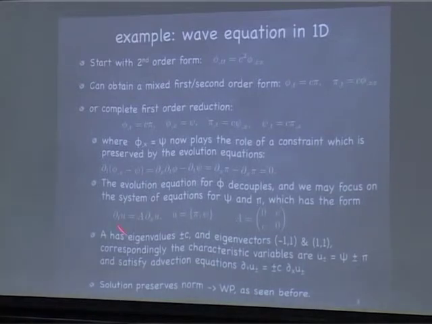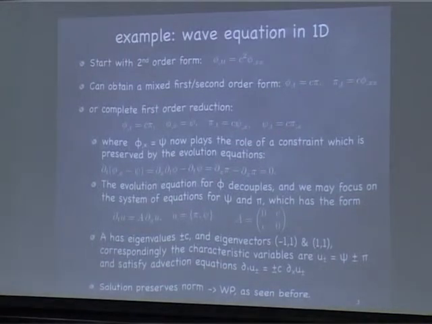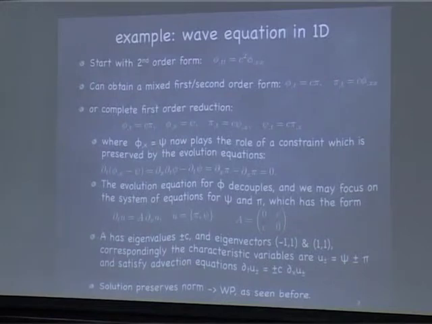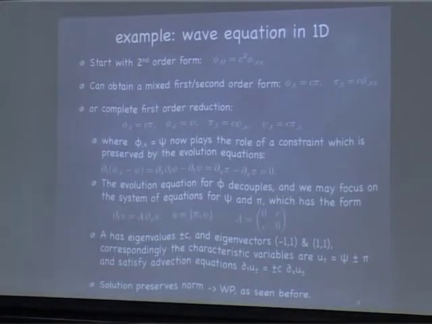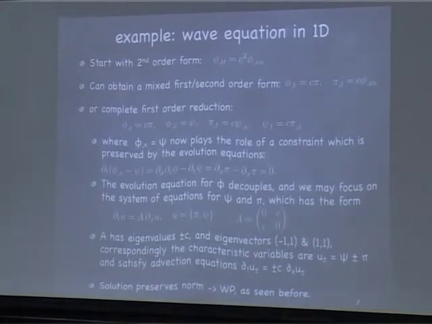Okay, but if we don't have this, then the evolution equation for the scalar field itself decouples, and we can just look at the equations for psi and pi. Now, let's write them down. Yesterday we worked with things in this matrix form. Let's do this here, when we discussed first order systems in this matrix form.